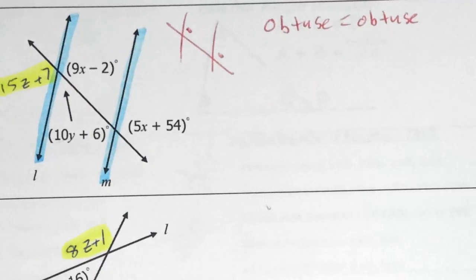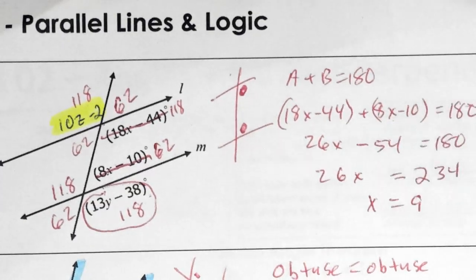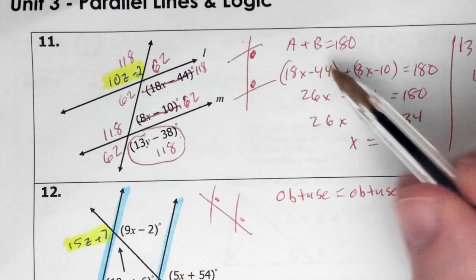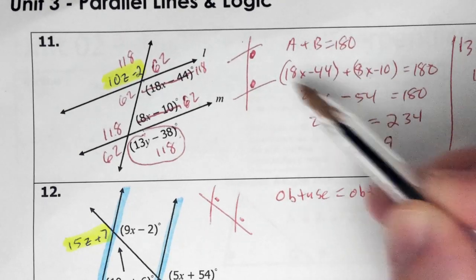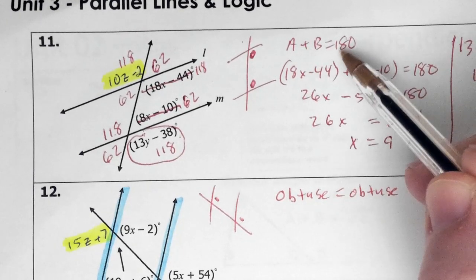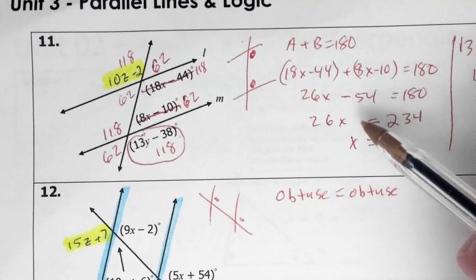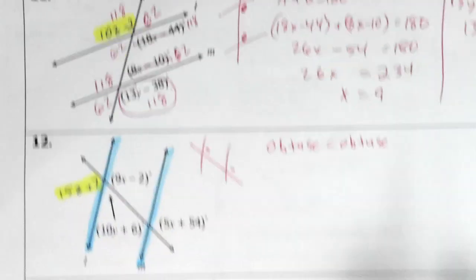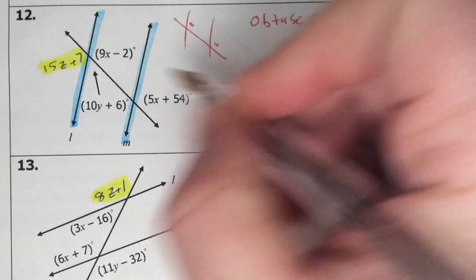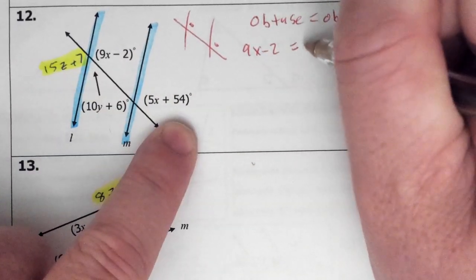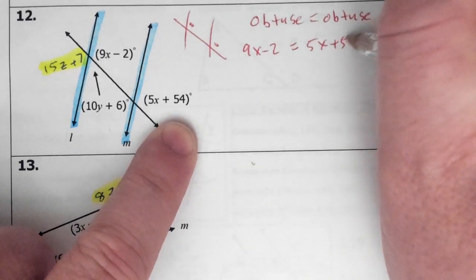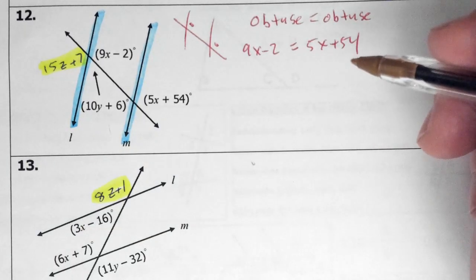Just writing down the equation before we start solving solves a lot of issues, such as on the previous problem. We knew that they added up to 180, so I wrote that first, and then I was able to do this. Even though I knew it added up to 180, a lot of people accidentally set them equal automatically, so be careful with that. In this case, yes, they are equal. So 9x minus 2 is equal to 5x plus 54. And all we're going to do now is solve.